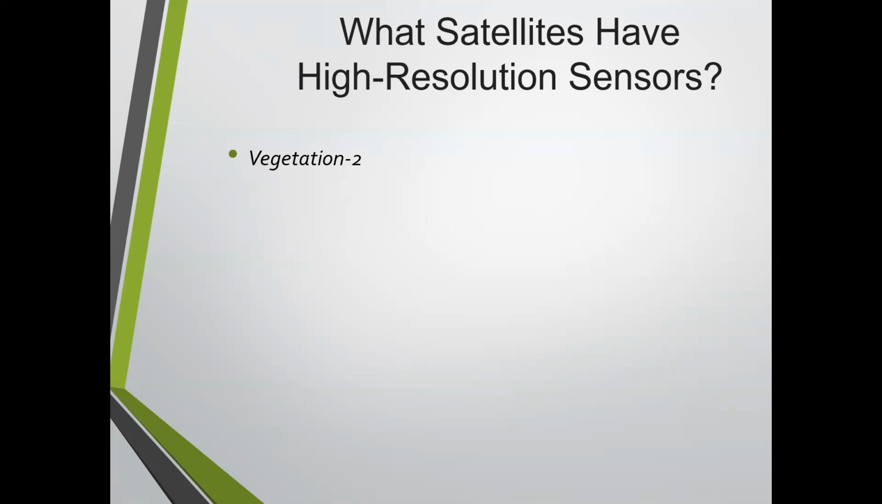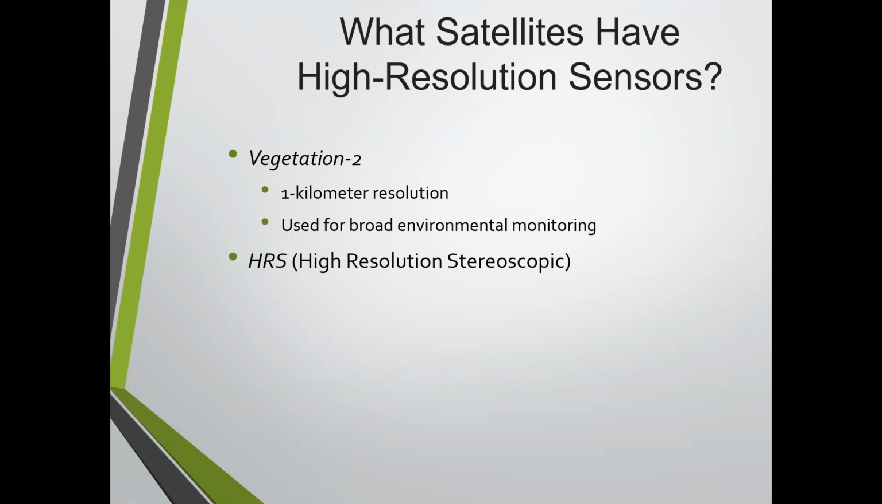It carries 3 sensors. You have the Vegetation 2, at 1 kilometer resolution. That's going to be used for broad level monitoring. At a kilometer resolution, that's not very good resolution, but if you're doing just broad environmental monitoring, it's probably good enough for what you need. Then they have the high resolution stereoscopic, at 10 meter resolution. That's going to be used for digital terrain model, or DTM, creation. So in other words, by using that, you can generate ground elevations, basically.